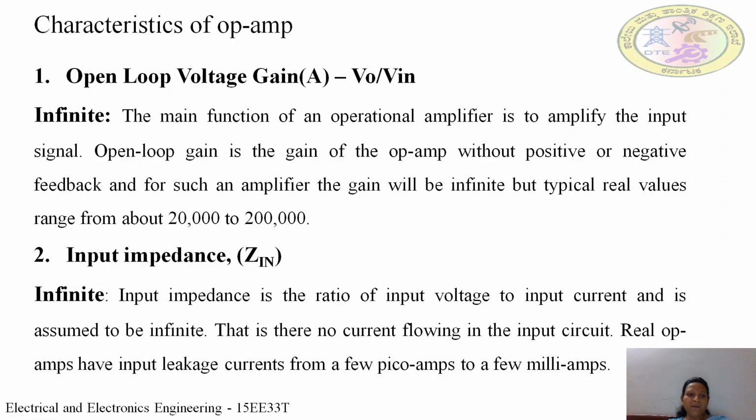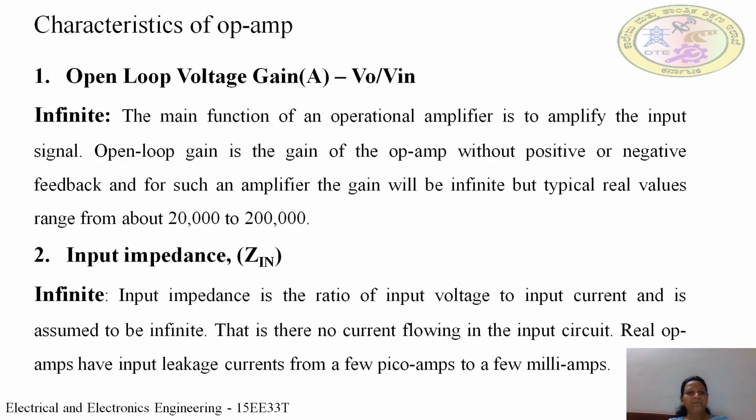But practically speaking, real op-amps have some input impedance. Ideally, because of infinite input impedance, there will not be any current flowing in the input circuit, but practically, since some amount of input impedance is present, there will be some leakage current in the order of picoamperes to a few milliamps flowing in the input circuit of the operational amplifier. But ideally, there will not be any current in the input circuit owing to the infinite input impedance.